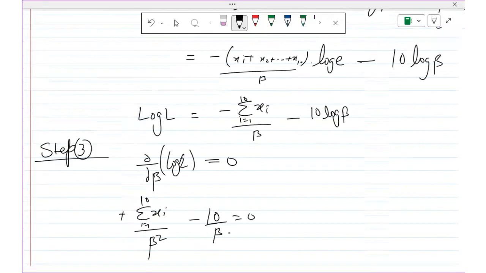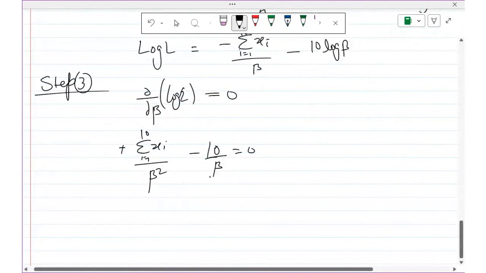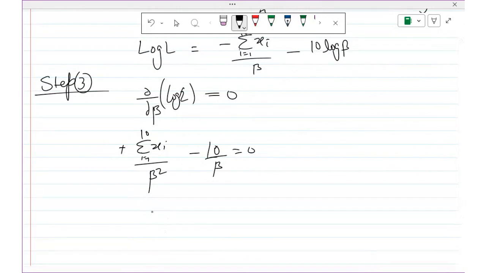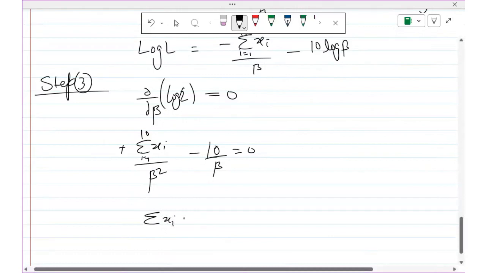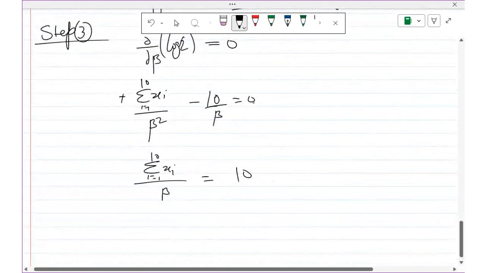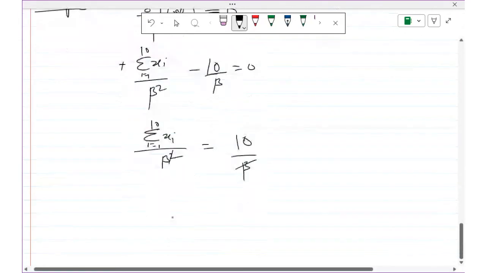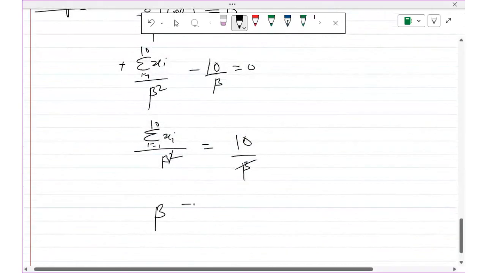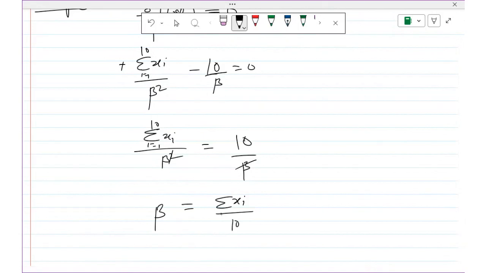Okay. So 1 by beta, you can take common and send to the other side. You will get sum of xi, i varying from 1 to 10, divided by beta, is equal to 10. You can send this, and one beta will be cancelled out. So beta is equal to sum of xi divided by 10. So sum of 10 values divided by 10.